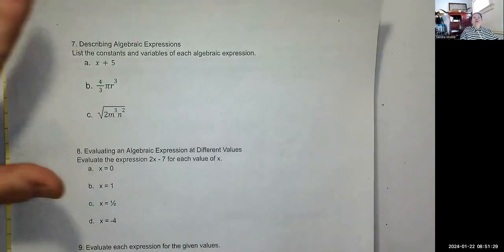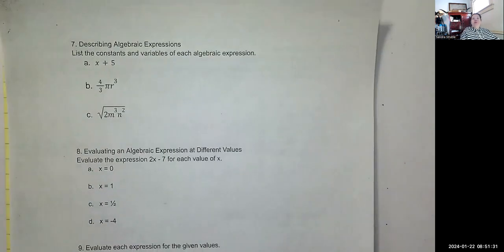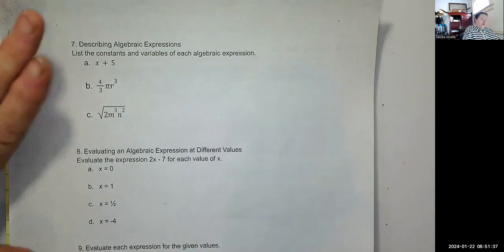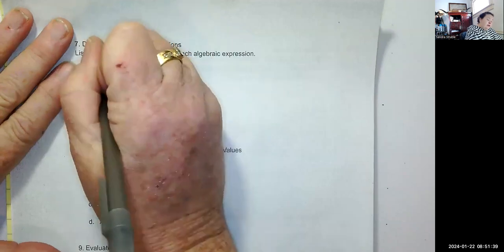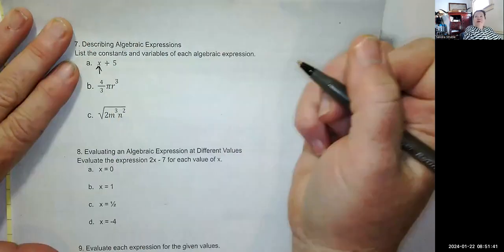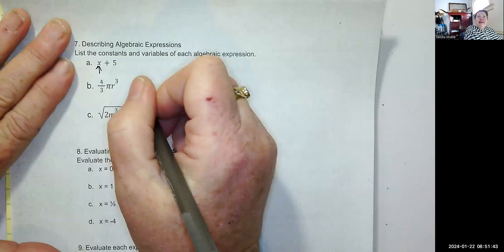All right, describing algebraic expressions. List the constants and variables of each algebraic expression. Okay, constants cannot change. They are constant. Variables can change. They're variable. Variables are going to be your x's, your y's, your r's, anything that can change.